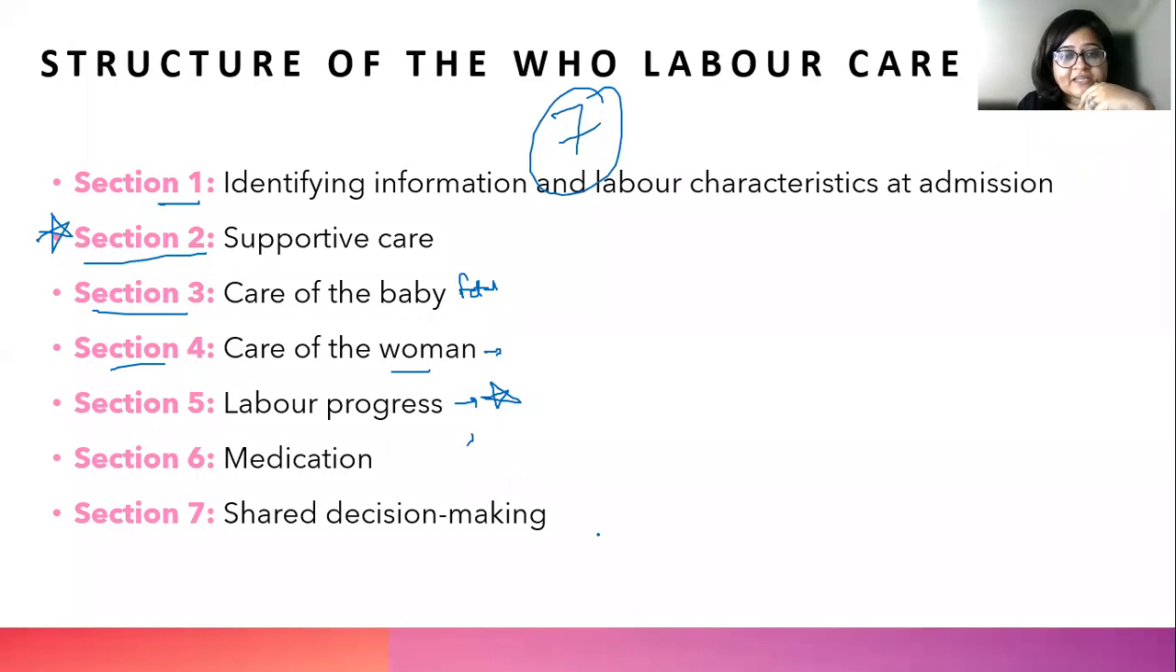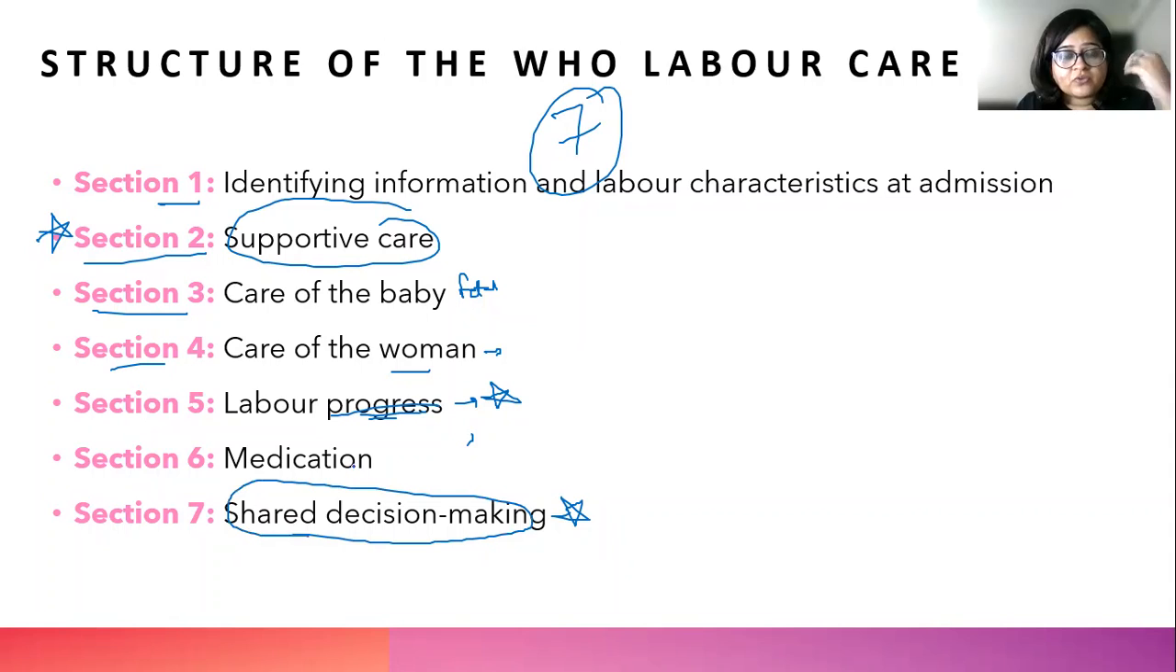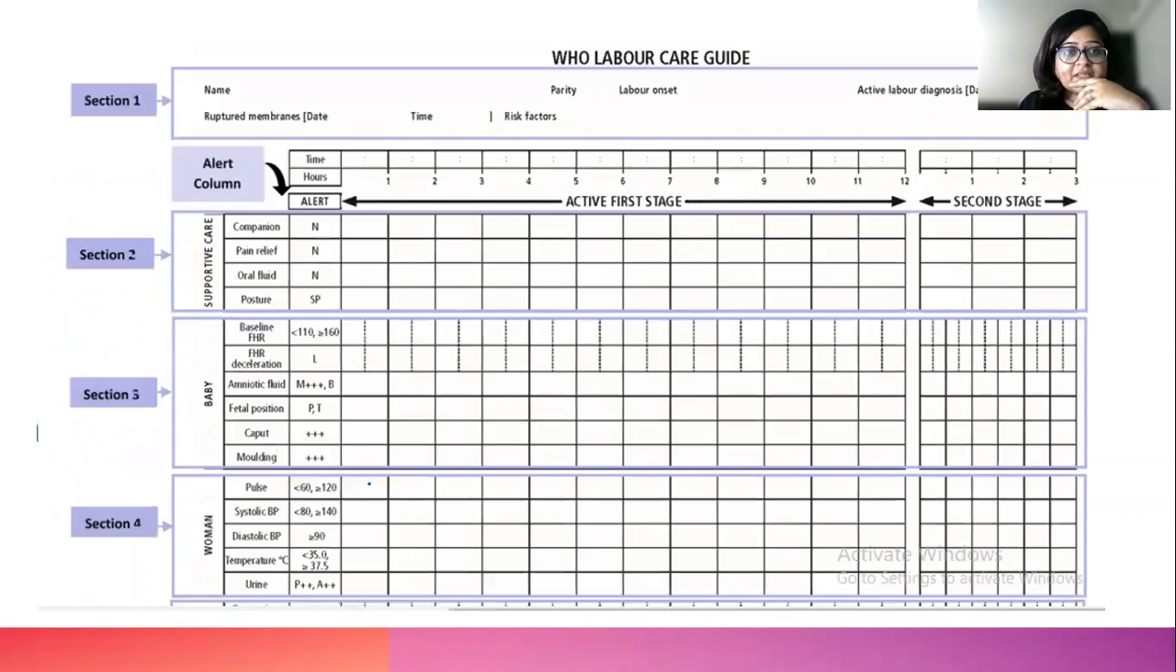And section 7 is again new. Shared decision making. You found the findings. What are you doing? That has to be documented. So the new things are supportive care. The labor progress has changed significantly. And shared decision making, that has been added: what are you going to do when you record your findings? What is your plan of management? That has been added.